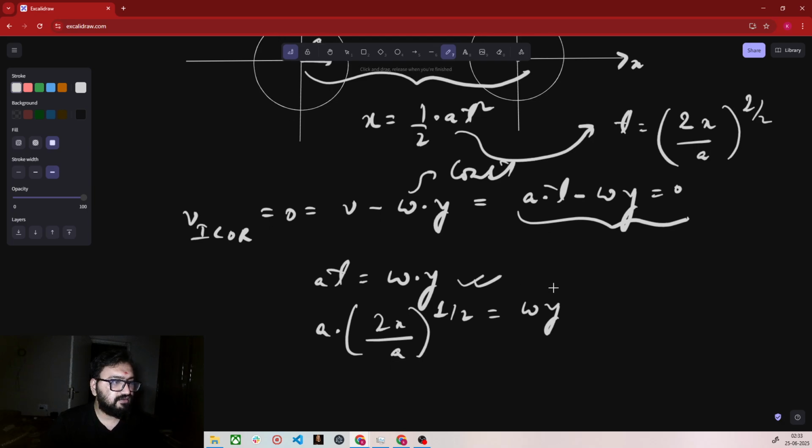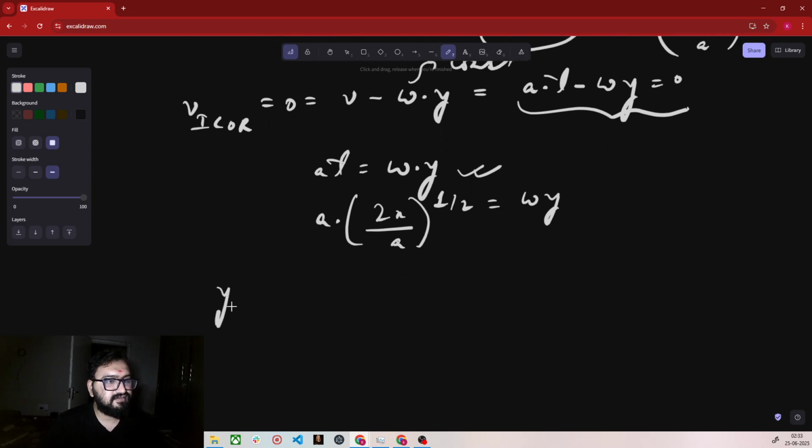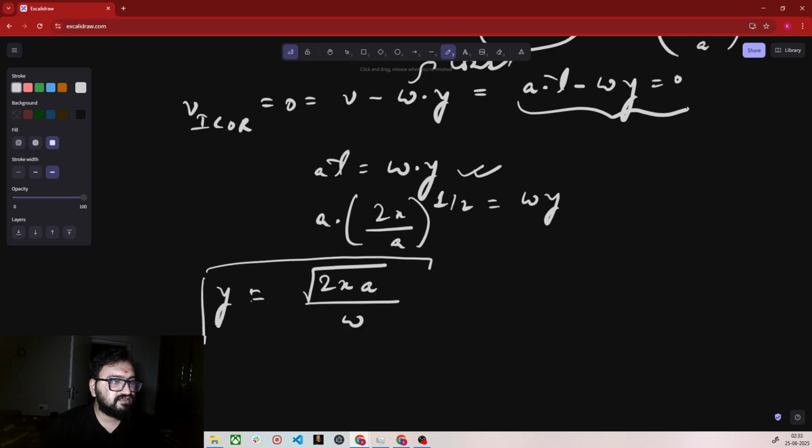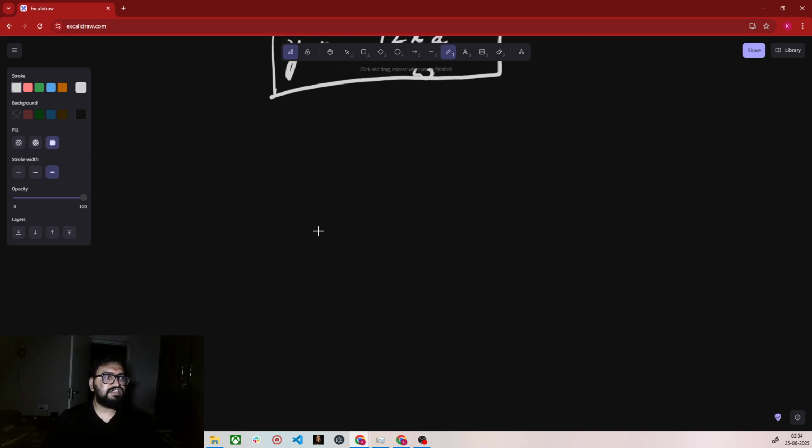From here I get y, which is a function of x, as 2x a square root divided by omega. This is the expression of y with respect to x for the second case. This was my first question. Now let us move on to the second question.